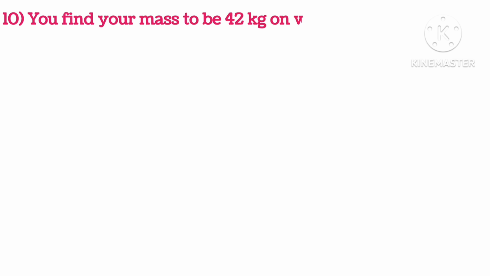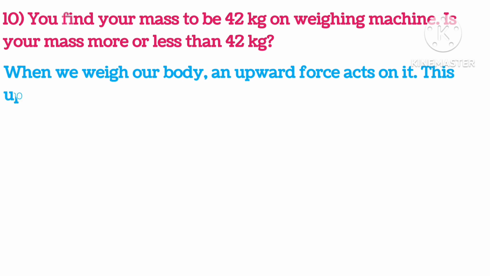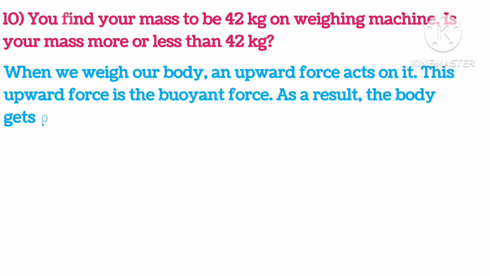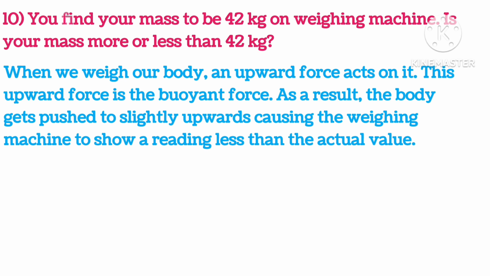You find your mass to be 42 kg on a weighing machine. Is your mass more or less than 42 kg? When we weigh our body, an upward force acts on it. This upward force is the buoyant force. As a result, the body gets pushed slightly upward, causing the weighing machine to show a reading less than the actual value.